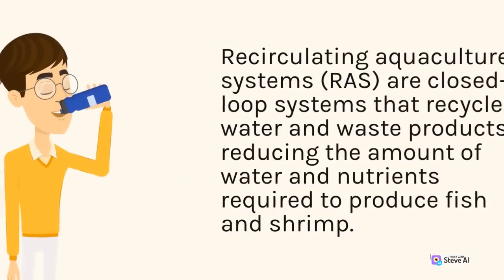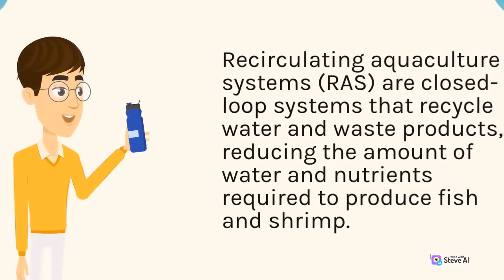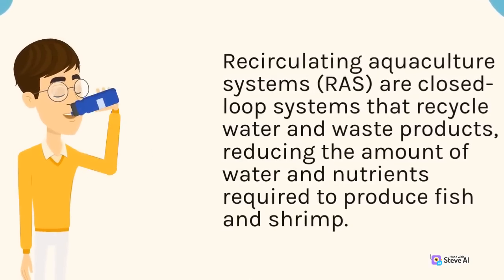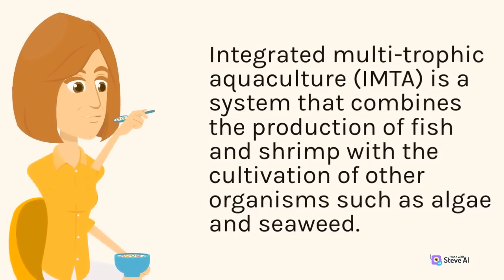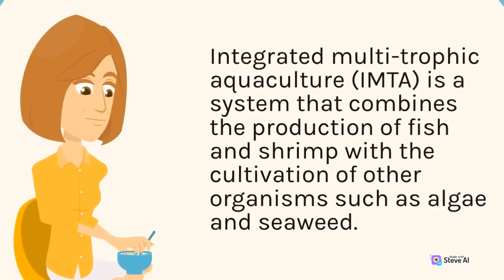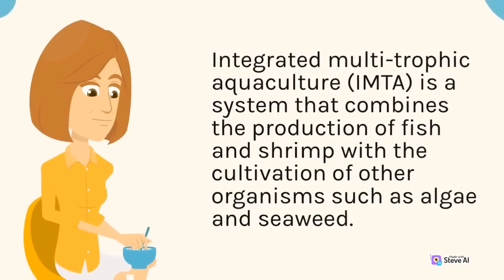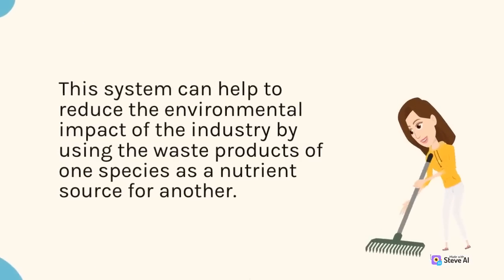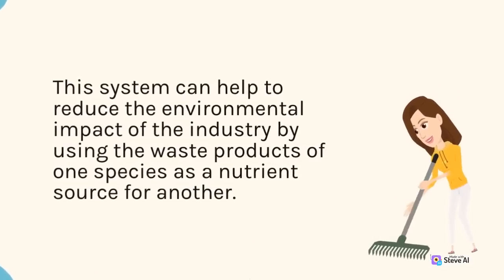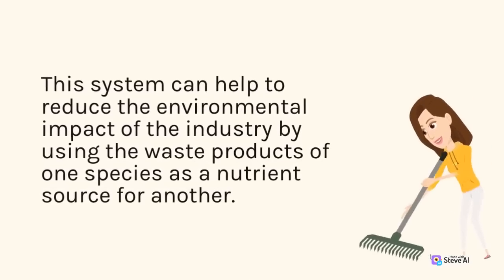Recirculating aquaculture systems, RAS, are closed-loop systems that recycle water and waste products, reducing the amount of water and nutrients required to produce fish and shrimp. Integrated multi-trophic aquaculture, IMTA, is a system that combines the production of fish and shrimp with the cultivation of other organisms such as algae and seaweed. This system can help to reduce the environmental impact of the industry by using the waste products of one species as a nutrient source for another.